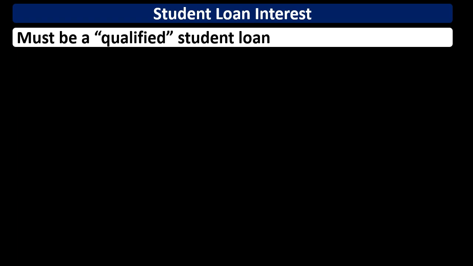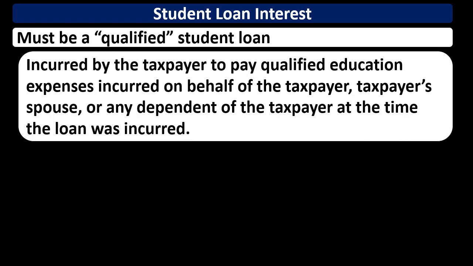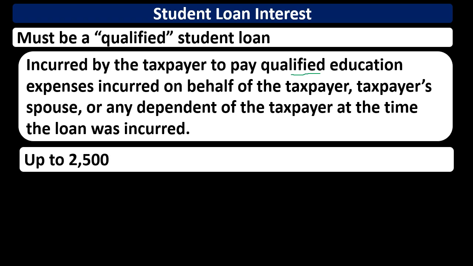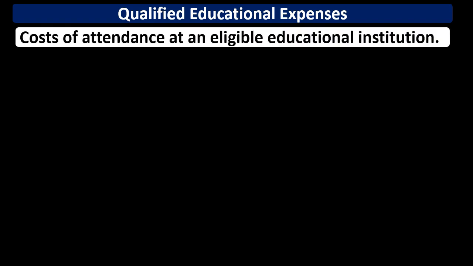In order to qualify, student loan interest must be for a qualified student loan incurred by a taxpayer to pay qualified education expenses incurred on behalf of the taxpayer, taxpayer's spouse, or any dependent of the taxpayer at the time the loan was incurred, up to $2,500. So then the question is, what is qualified education expenses? The loan has to be for qualified education expenses.